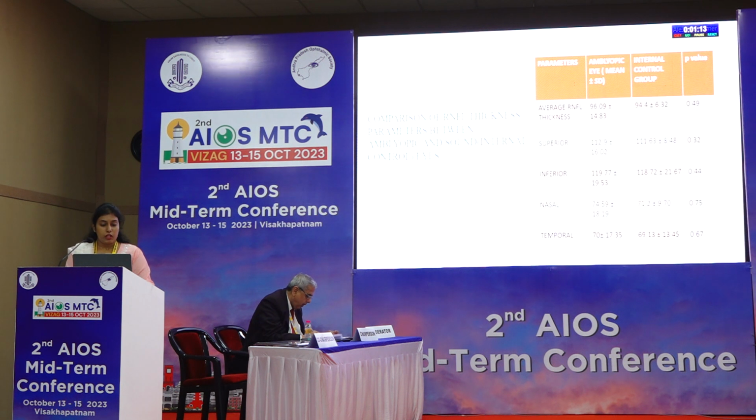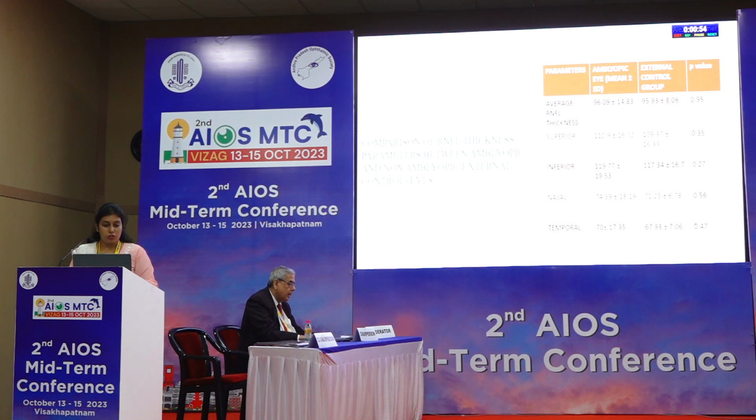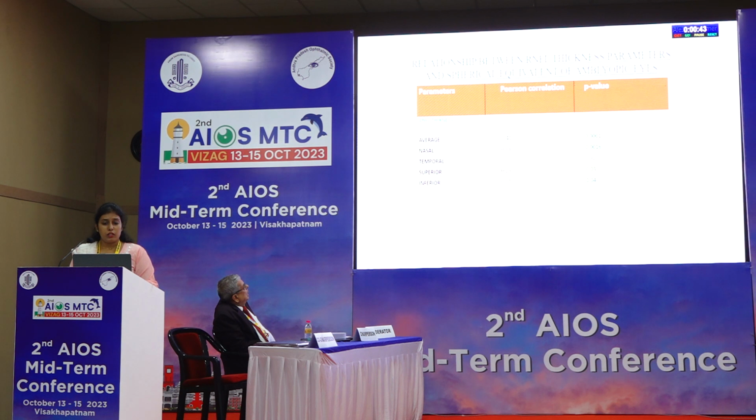This table shows the comparison of RNFL thickness parameters between the amblyopic and the internal control eyes, where the average RNFL thickness and each quadrant have been taken into consideration, where the thickness is increased in the amblyopic eyes, but it is not statistically significant. This table shows the comparison of RNFL thickness parameters between amblyopic and non-amblyopic eyes, where the amblyopic eyes showed increased thickness, but it is not statistically significant. The relationship between the RNFL thickness parameters and spherical equivalent of the amblyopic eyes showed significance in the average, nasal, superior and inferior quadrants.